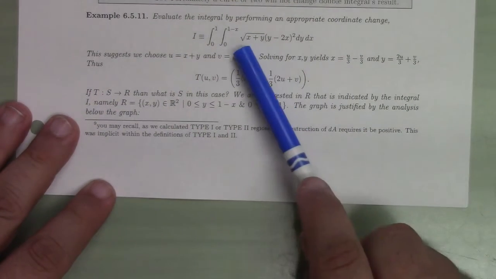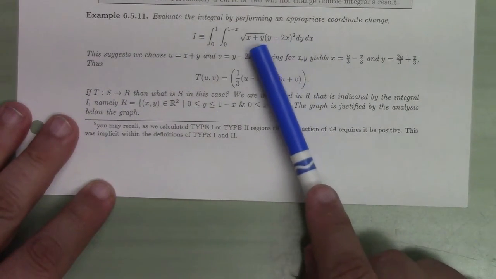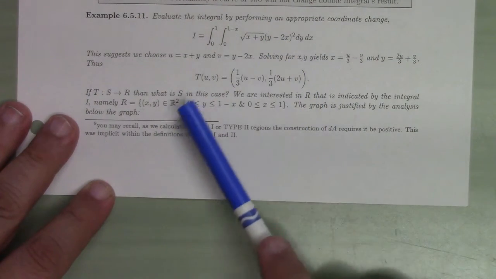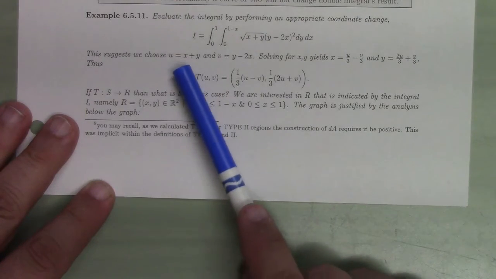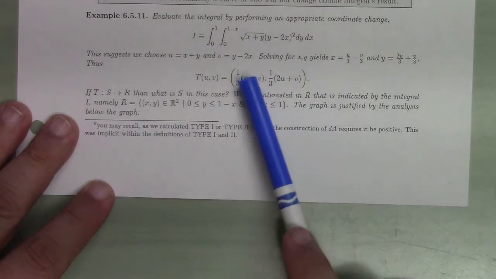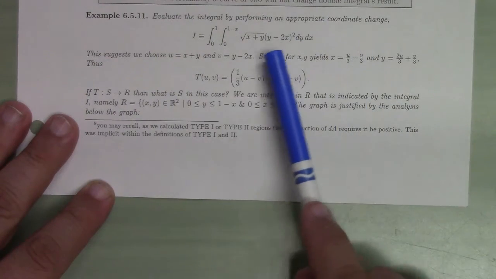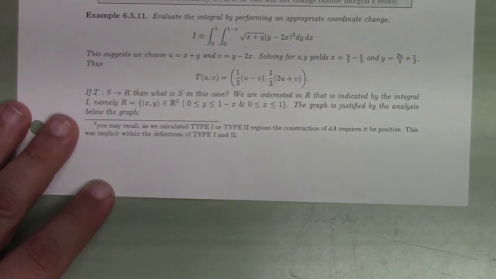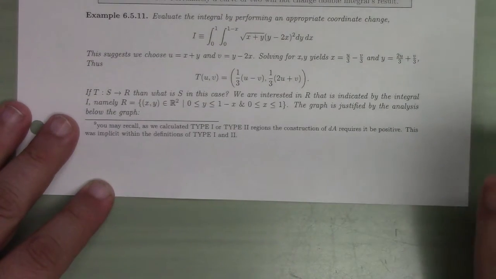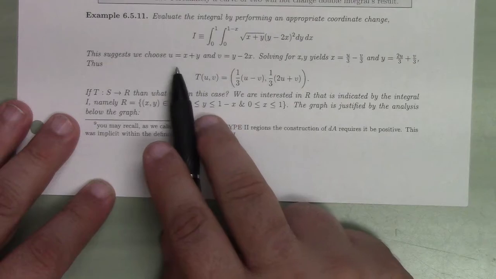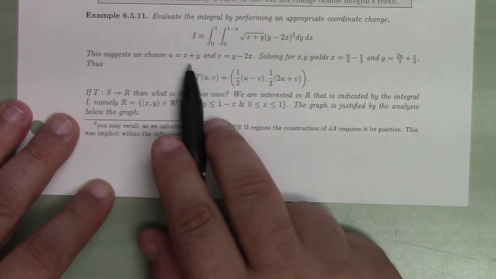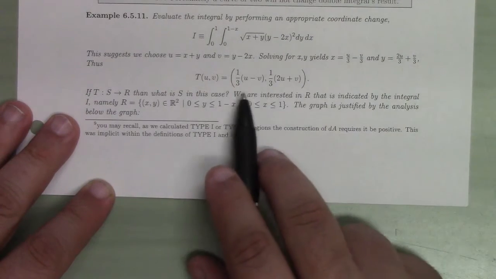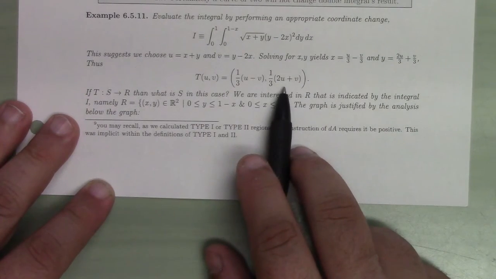Here we've got this rather ugly looking expression in the integrand, and the trick is to introduce variables which make this integrand something relatively simple. So I let u equal x plus y, and I let v equal y minus 2x. In so doing, this becomes the square root of u times v squared, which is easy to integrate in terms of u and v. I took these and then solved for x and y. That's a little bit of algebra right there, and so my transformation is such.